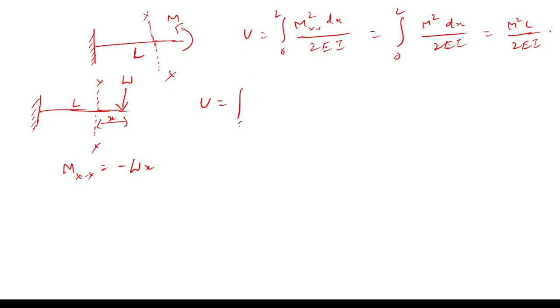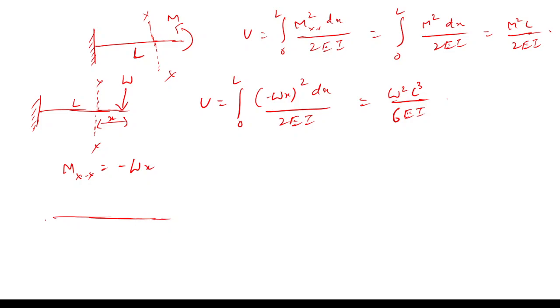So if I write integral 0 to L of (minus W into X) the whole square dx divided by 2EI, and expand this, I will get W square L cube divided by 6EI. If I integrate this, I will get this answer. Okay? Is it fine? Yes, sir. Yeah. So let's move on to the next problem.